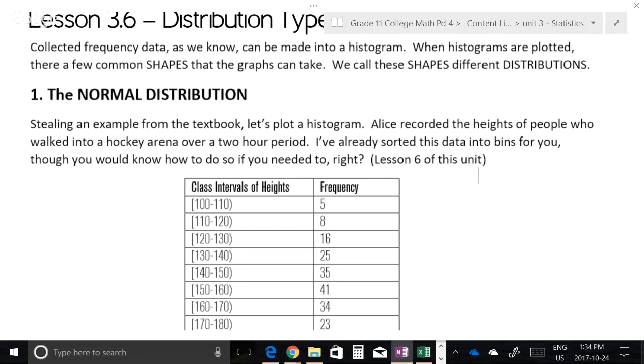So here we have, what's this one? Alice recorded the heights of people who walked into a hockey arena over a 2-hour period. Fun fact, if you ever sit in a hockey arena and record people's heights as they come in, security will probably ask you to leave.